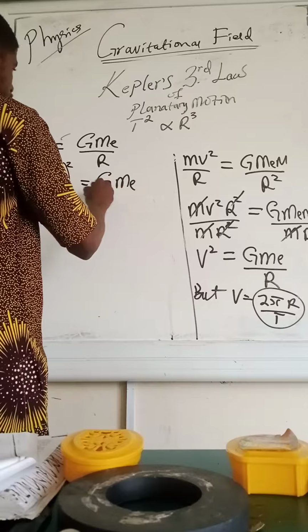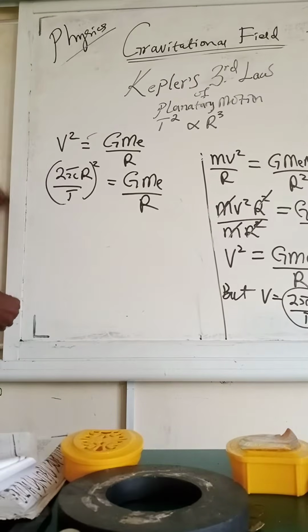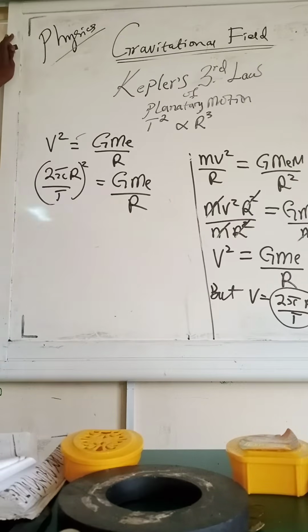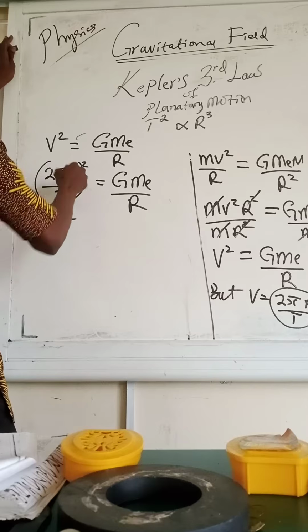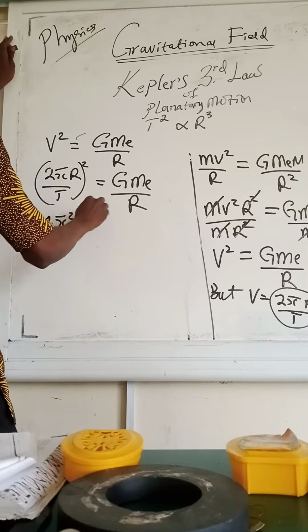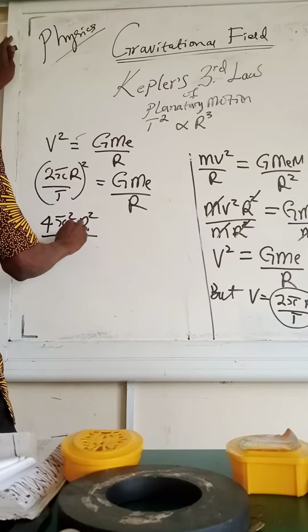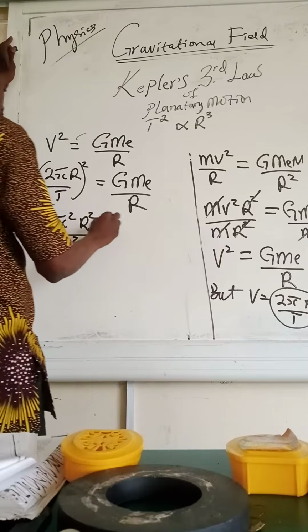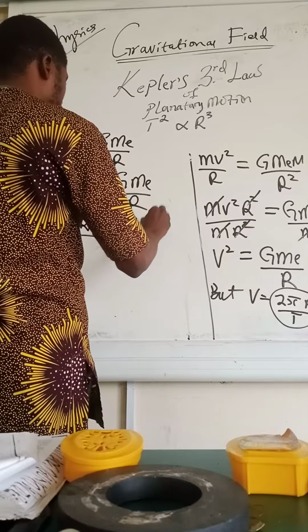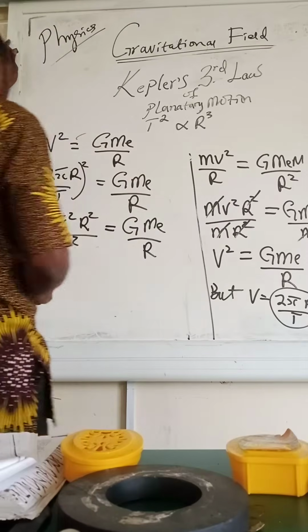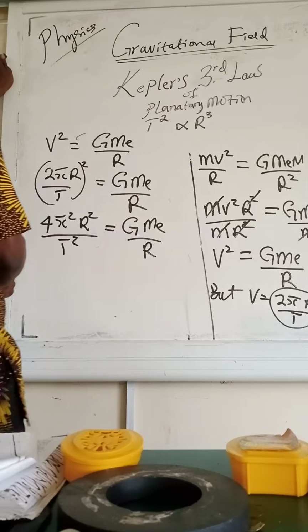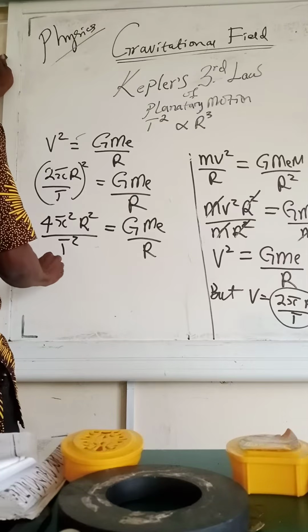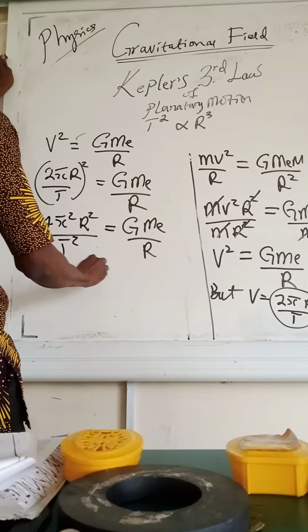G M E over r. If you square this, this and this, you have 4. This and this, you have pi squared. This and this squared, you have r squared. You have T squared. If you clear this bracket, it's equal to G M E over r. If we cross multiply, we are having T squared G M E is equal to what?